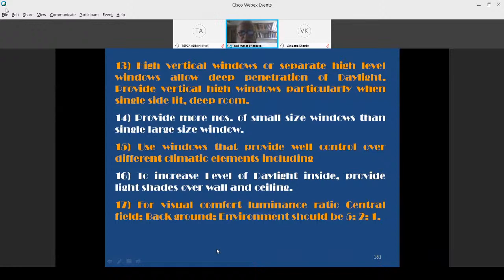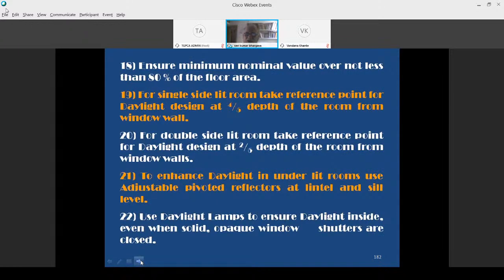Ensure minimum nominal value over not less than 80% of the floor area. Then, for a single side lit room, take the reference point for the daylight design at 4/5 depth of the room to calculate whether there is sufficient daylight for study purposes. This is the distance recommended where you should consider your point of observation to check whether this room will receive enough daylight or not. Then use daylight or day tubes, etc., to increase the level of daylight.